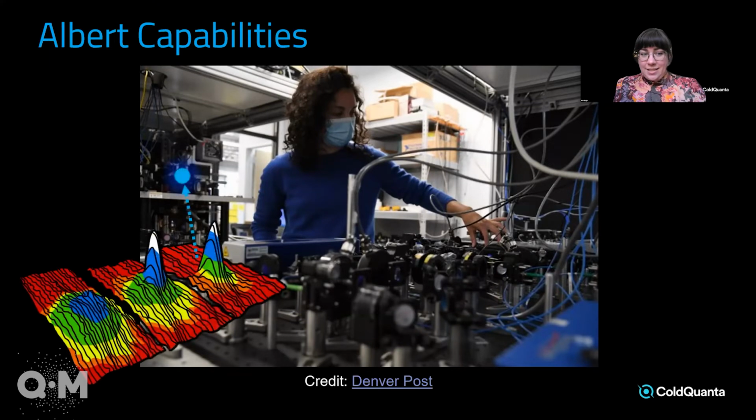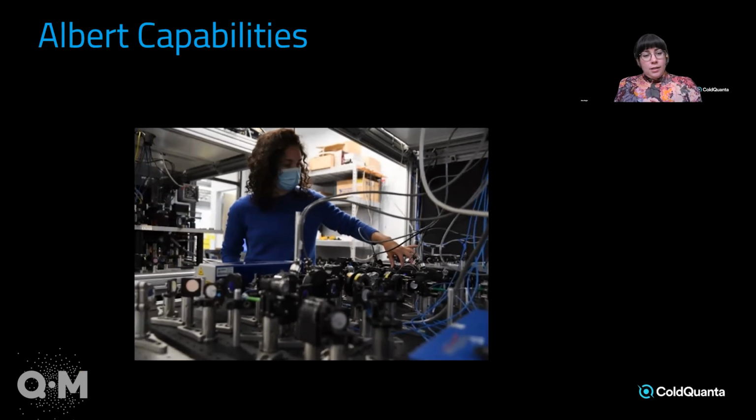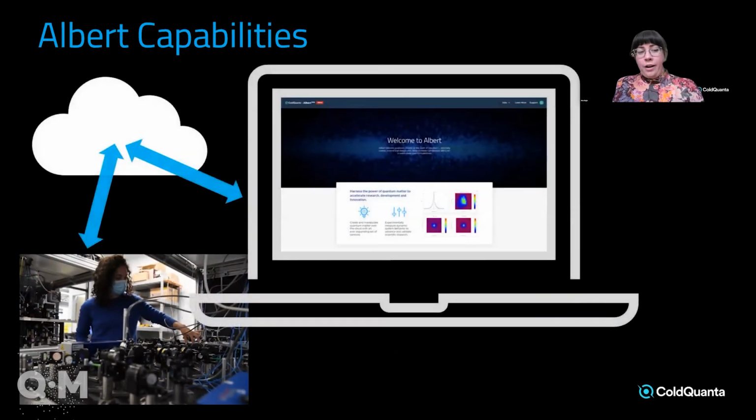Actually, the first time BEC was made in a lab about 25 years ago, it won those researchers the Nobel Prize. Now you can access this hardware and our expertise over the cloud. I want to drive home here, though, that Albert is not a simulator. Working with Albert is actually accessing the hardware in our lab in Boulder. So when you run jobs, when you are setting things up for your BEC, you are actually creating and manipulating that right behind Hannah.